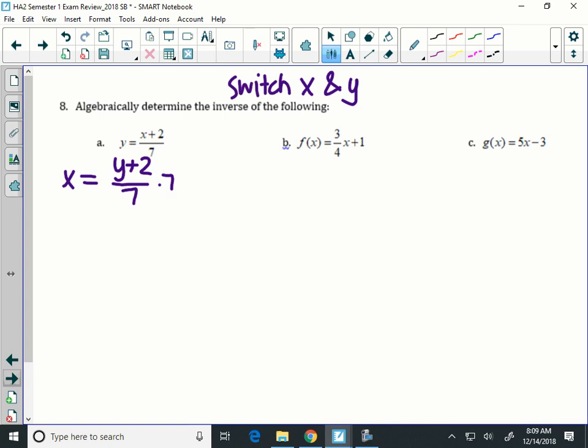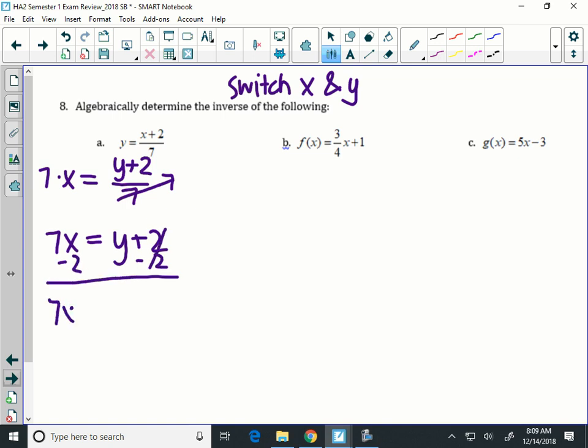So we'll start by multiplying both sides by 7 and get 7x equals y plus 2, and subtract 2 from both sides. That tells me that the inverse function of y is 7x minus 2.